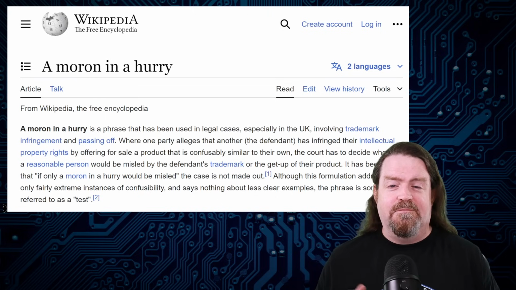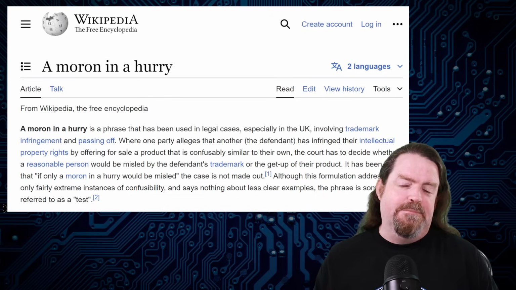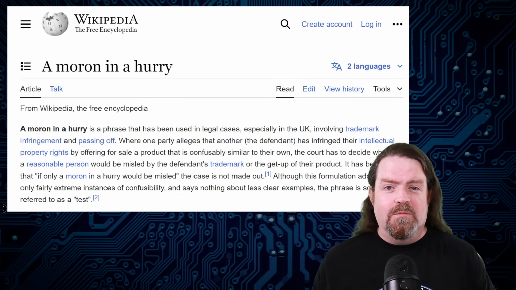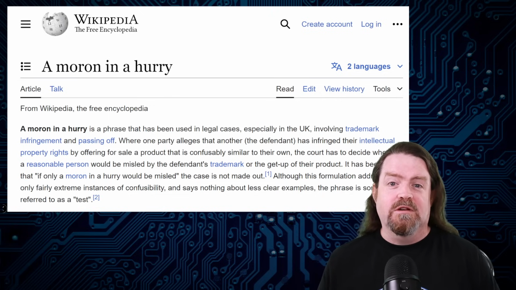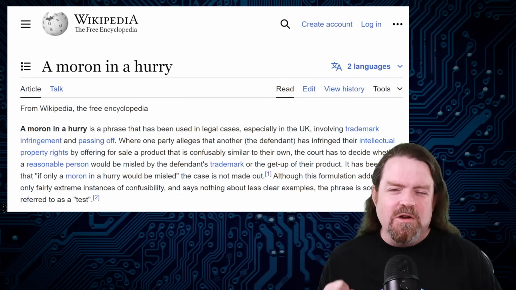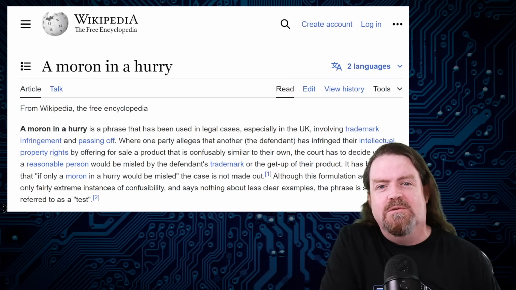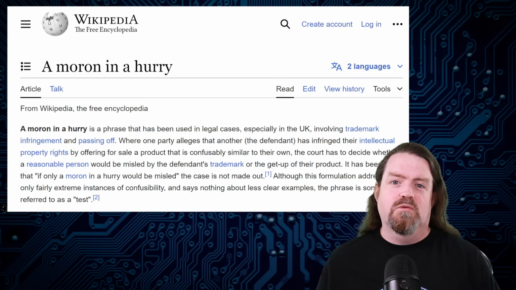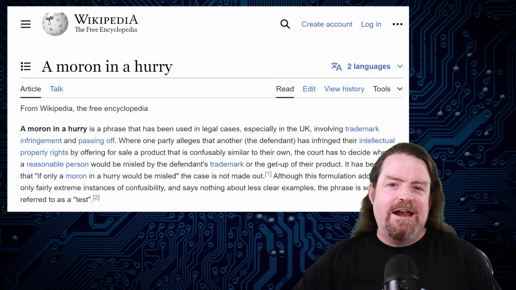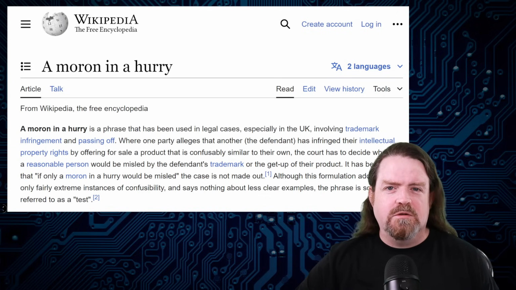And this formulation actually came up in the Apple Corps versus Apple Computer lawsuit. One of Apple Computer's lawyers argued that only a moron in a hurry could possibly confuse Apple Computer and Apple Corps when it came to buying music products. And it's all to do with context. You're thinking about the Beatles record label, Apple means one thing. You're thinking about Mac OS and iOS, Apple means something else.